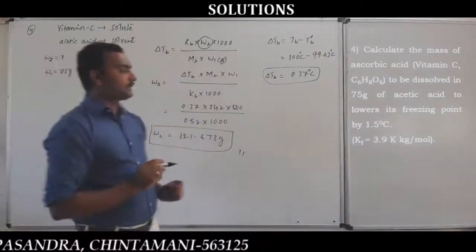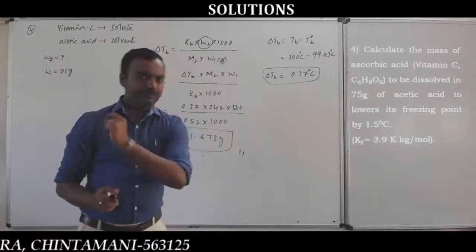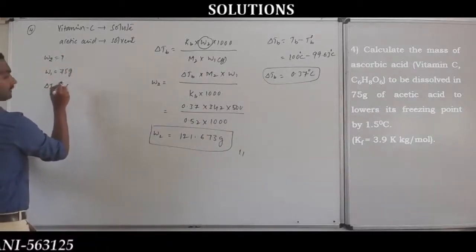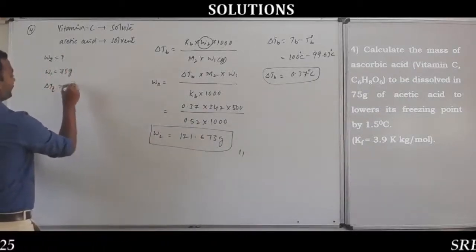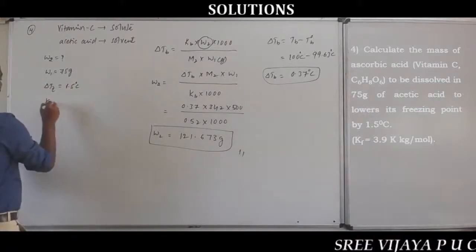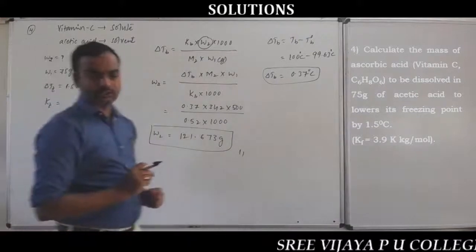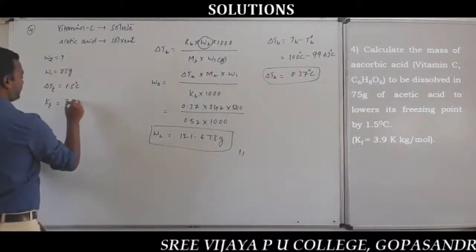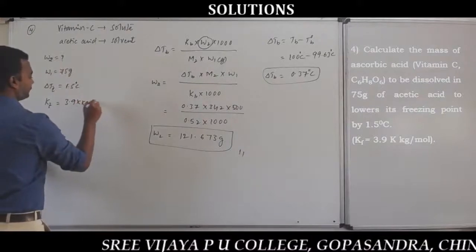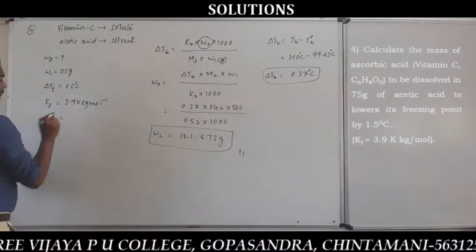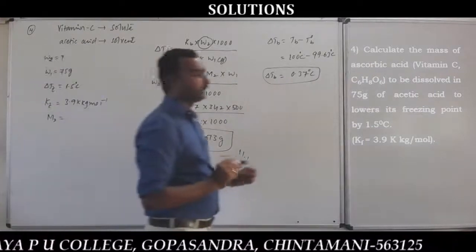So that it lowers its freezing point, nothing but depression of freezing point. Depression of freezing point, delta Tf, is equal to 1.5 degrees Celsius. They also give the Kf, that is the molar depression constant or cryoscopic constant, that is 3.9 Kelvin kg per mole. Before that, we have to calculate M2 here.